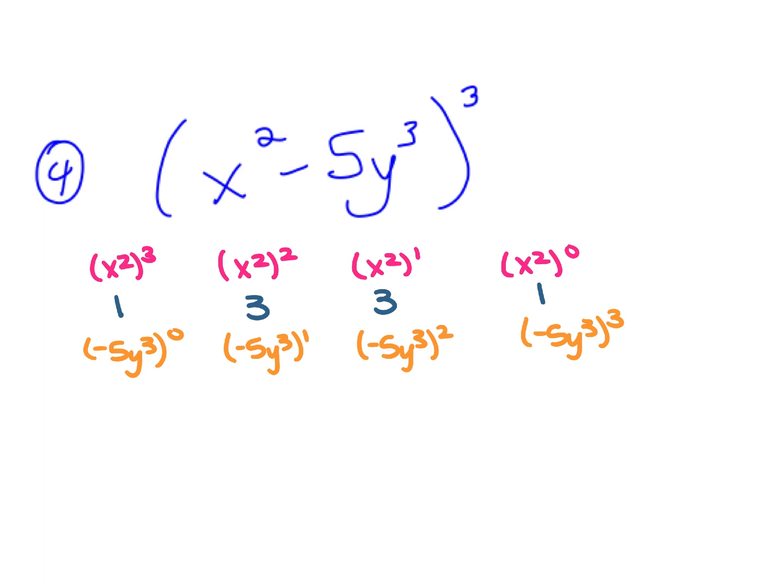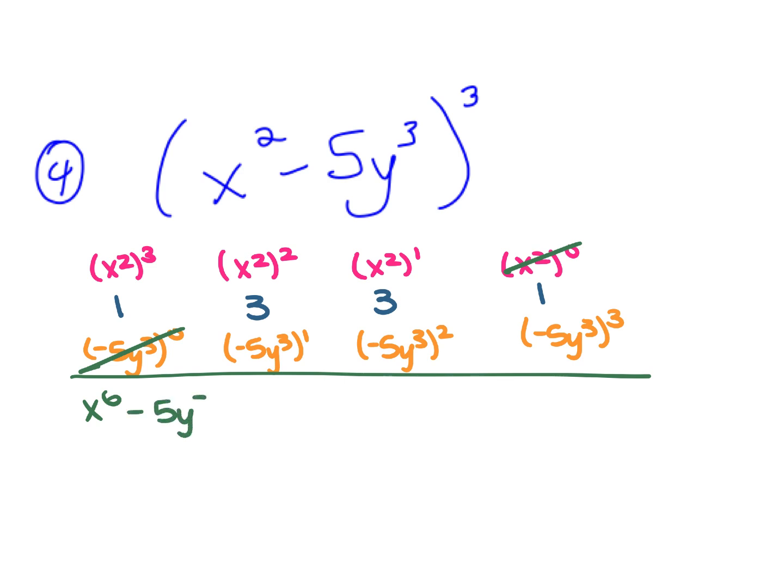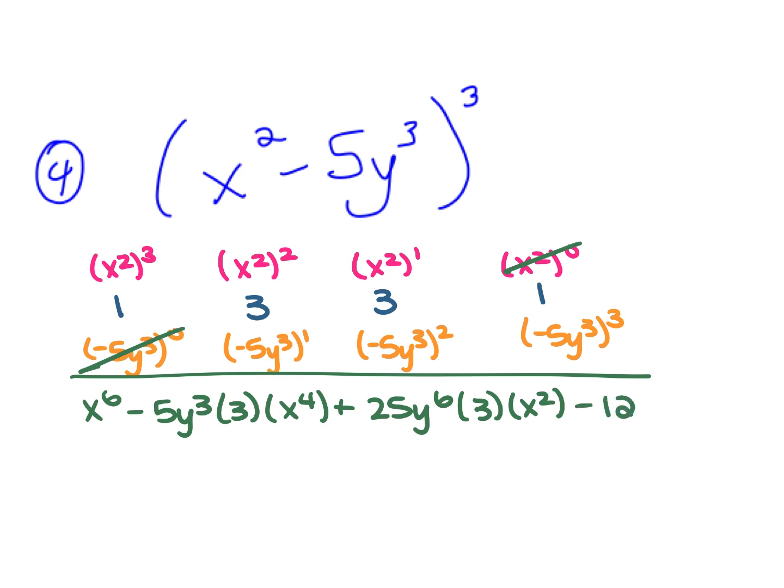Remember, with these, you have a power raised to a power, so you need to multiply the powers in this case. We're going to cancel out the powers of 0, and we're going to work going vertically. So first column, x squared to the 3rd power is x to the 6th power. You then have negative 5y cubed times 3 times x to the 4th. You then have 25 y to the 6th times 3 times x squared. And then that negative 125 y to the 9th.